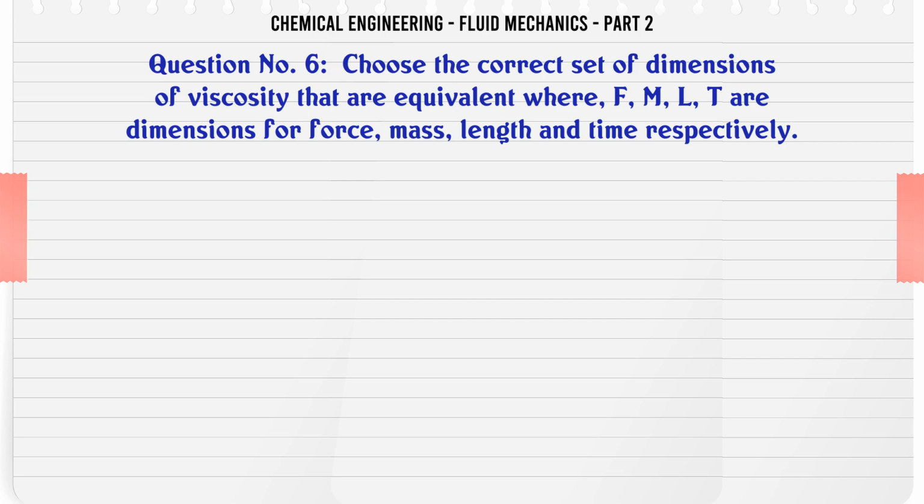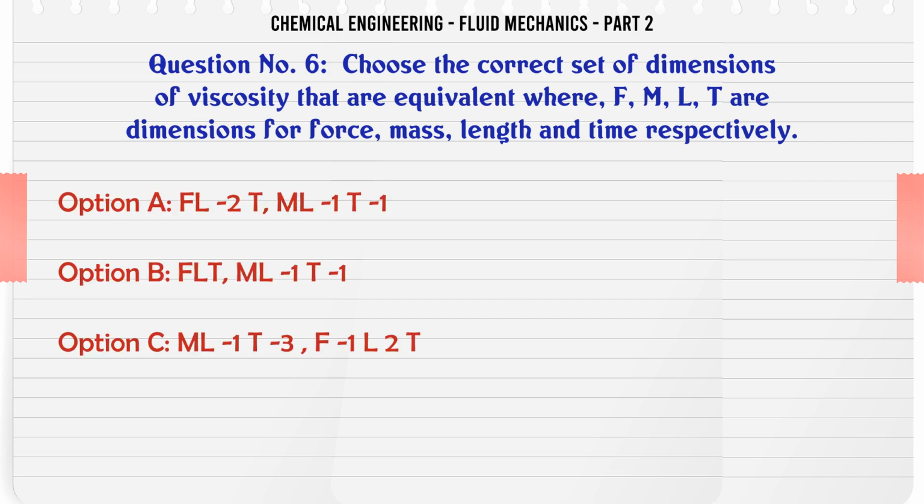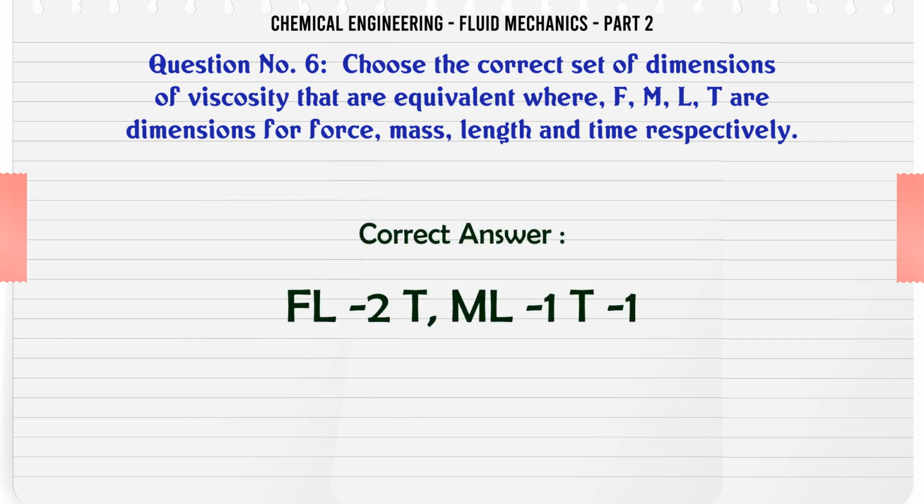Choose the correct set of dimensions of viscosity that are equivalent, where F, M, L, T are dimensions for force, mass, length and time respectively. A. FL^-2 T, ML^-1 T^-1. B. FL T, ML^-1 T^-1. C. ML^-1 T^-3, F L^-2 T. D. F L^-2 T, ML T^-3. The correct answer is FL^-2 T, ML^-1 T^-1.